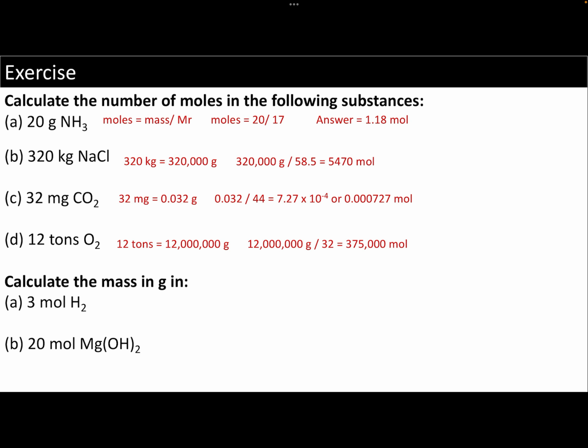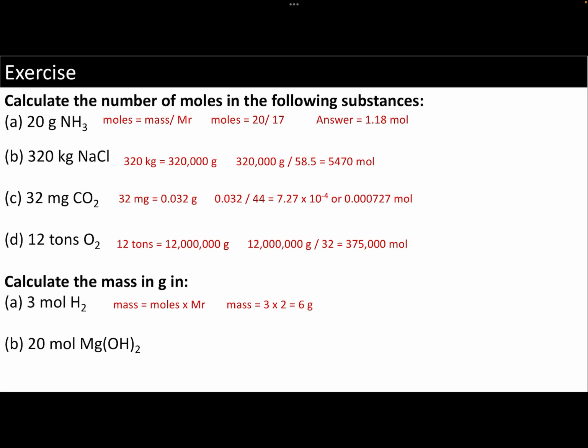Calculate the mass in grams in 3 moles of hydrogen. Each hydrogen is worth 1. There are 2 of them. The little number, remember, means that you multiply the element before it by 2. So 3 times 2 is 6 grams.